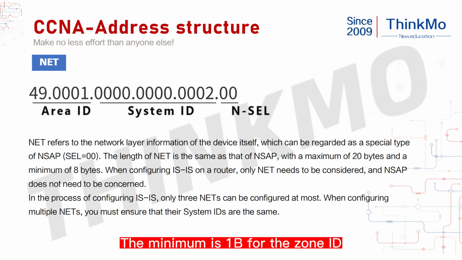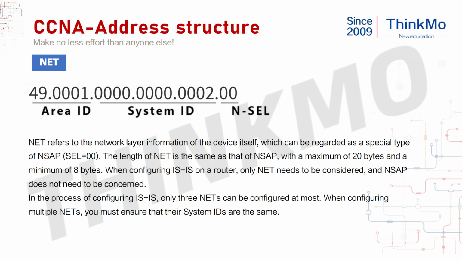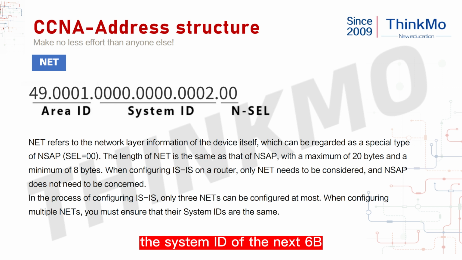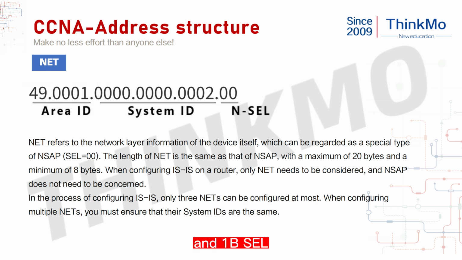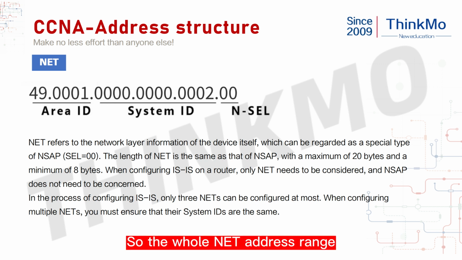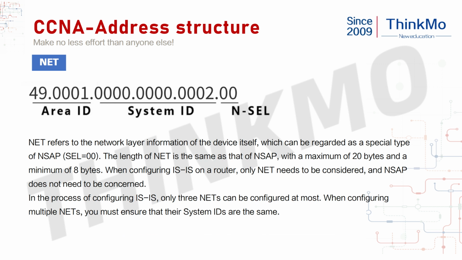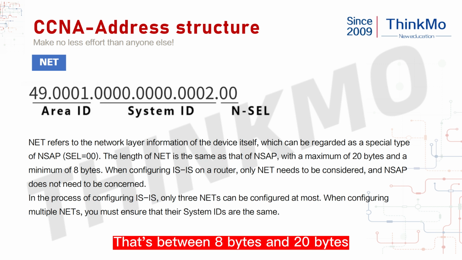The minimum is 1 byte for the area ID, the system ID of 6 bytes, and 1 byte SEL. That adds up to 8 bytes. So the whole net address range is between 8 bytes and 20 bytes.